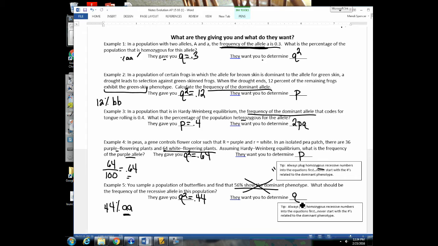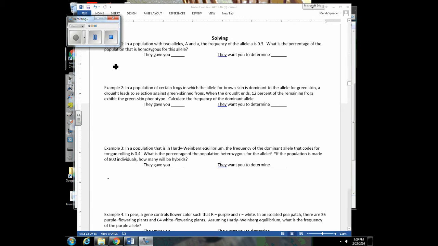Now we're going to work all of these problems and solve for what they want you to determine here in just a second. But it's critical that you can read the word problems and figure out what information they're giving you and what they want you to solve for. Now that we've gotten familiar with the terms like allele frequency or frequency of different genotypes and how they relate to the equations, let's go ahead and solve.